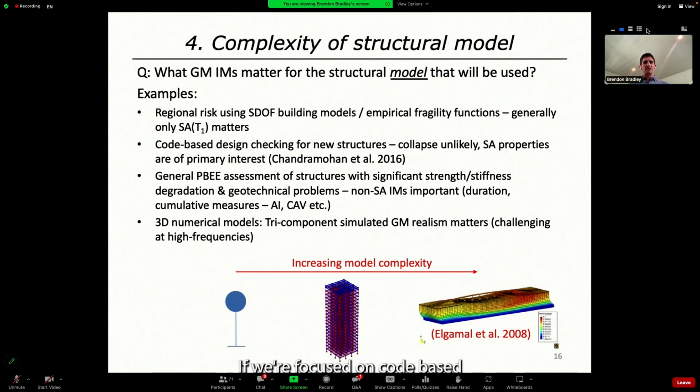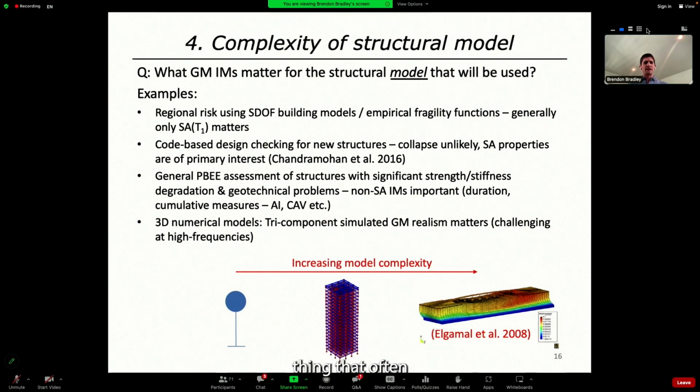If we're focused on code-based design checking for new structures, research, for example, here by Chandramohan in 2016, has shown that in most cases, for the levels of ground motion intensity that we're checking in design, because collapse is so unlikely for new structures, things like duration and cumulative measures of intensity don't matter as much as we might think. Whereas in the third bullet, for general performance-based earthquake engineering assessments, and particularly where we have vulnerable structures, non-ductile structures, etc., these non-spectral acceleration measures become quite important, like duration and cumulative measures.